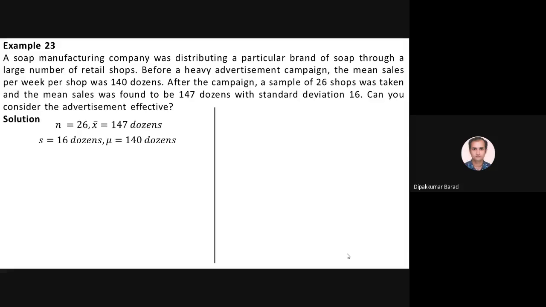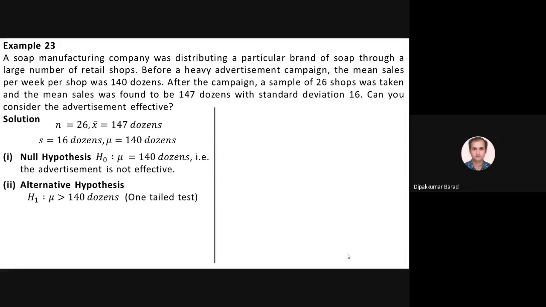And for the whole population, before advertisement we have 140 dozens. After advertisement we have taken a sample, n is equal to 26, and then we get the mean and standard deviation as 147 and 16 dozens. So the null hypothesis is mu is equal to 140 dozens: the advertisement is not effective. If we get more than 140, then we can say that the advertisement is effective.